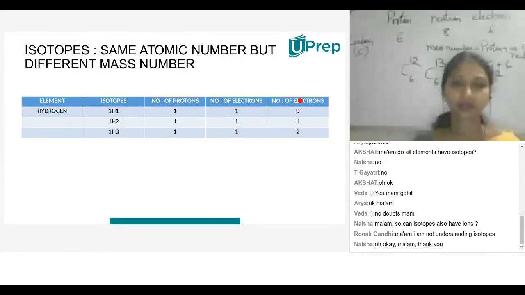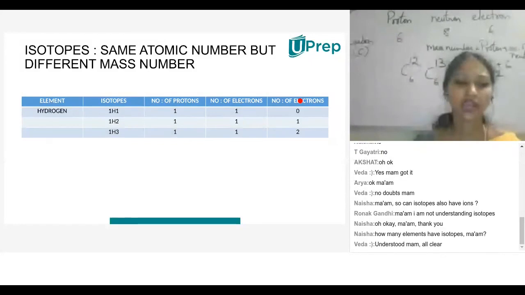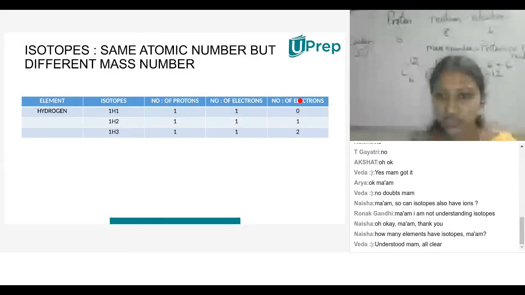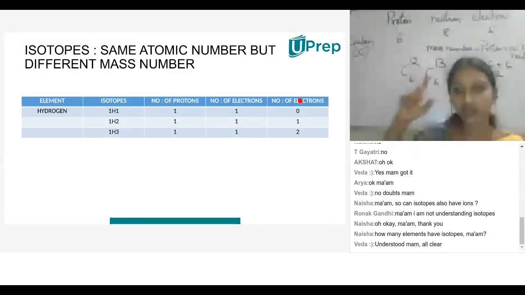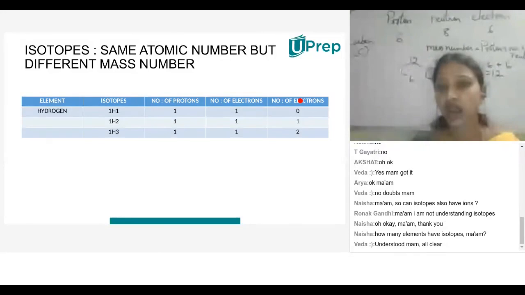And what about the remaining children? How many elements have isotopes? Only a few elements, not all the elements, will undergo isotopes. Like uranium, some radioactive elements are also there. Uranium will undergo isotopes, sodium also will, with only 2 isotopes. Carbon has the most isotopes when we compare. Hydrogen has 3.